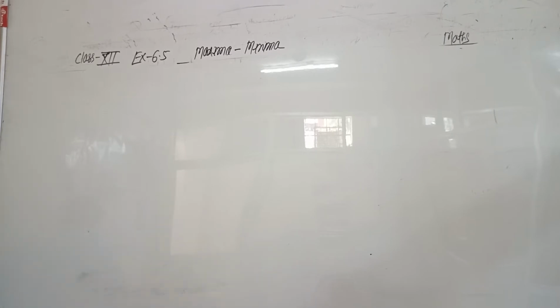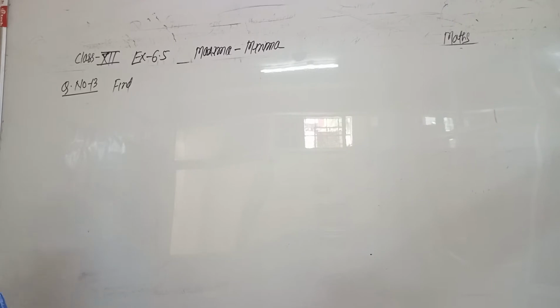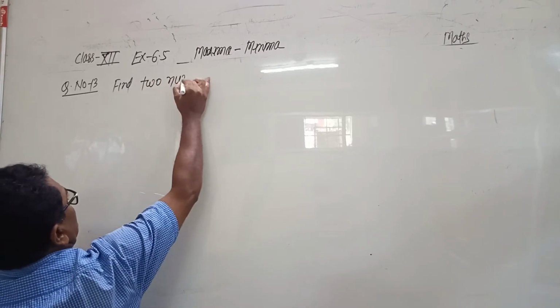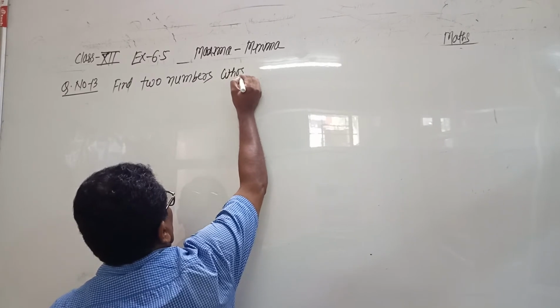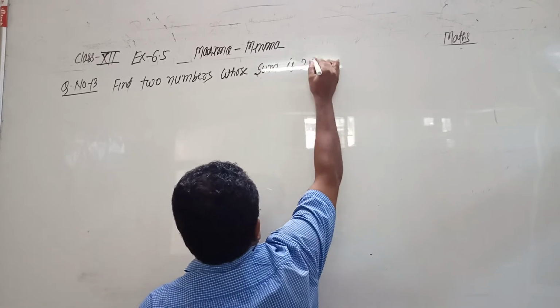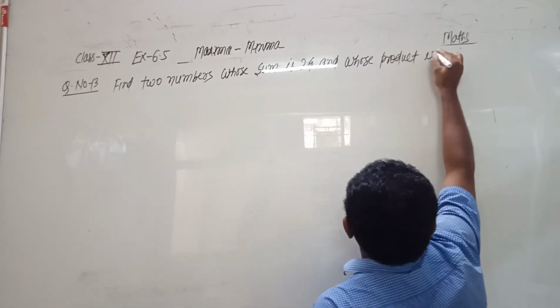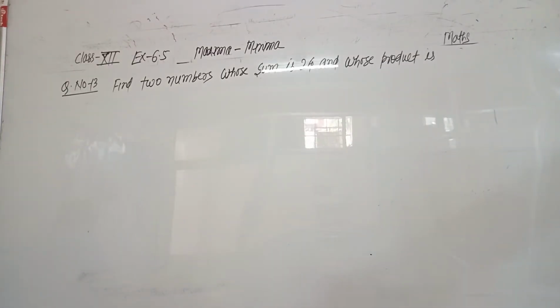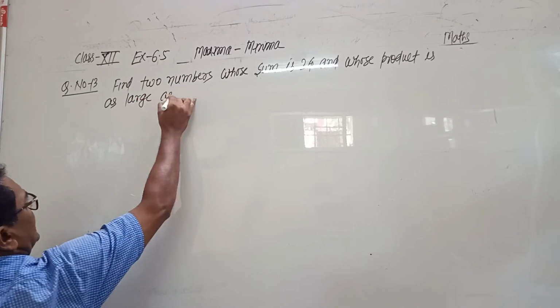Now the next question, question number 30. Find two numbers whose sum is 24 and whose product is as large as possible.